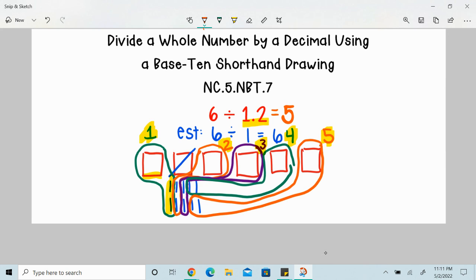I know that answer is reasonable. When I estimated, I thought the answer would be around 6, but actually less than 6 since we were dividing 6 wholes into groups of 1 and 2/10, a little bit bigger groups than just groups of one whole. And again, this is how we can divide a whole number by a decimal number using a base 10 shorthand drawing.